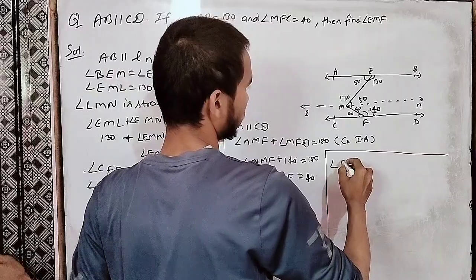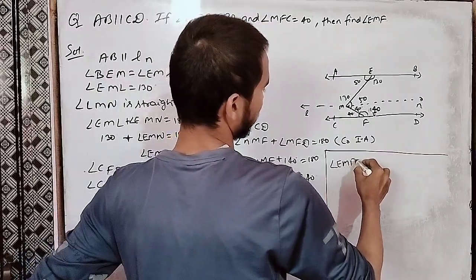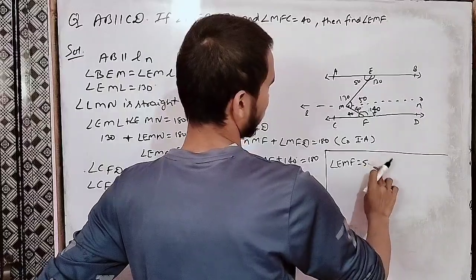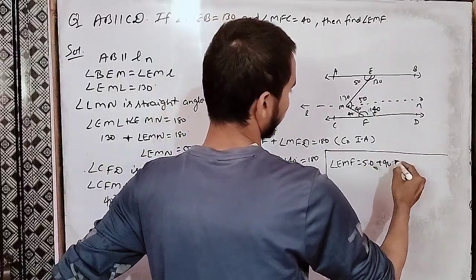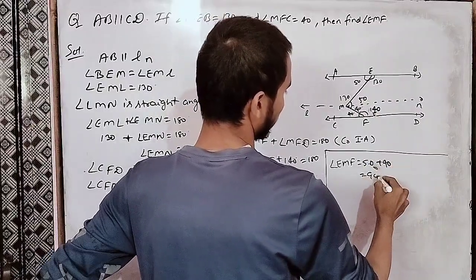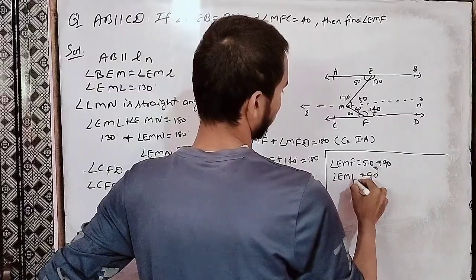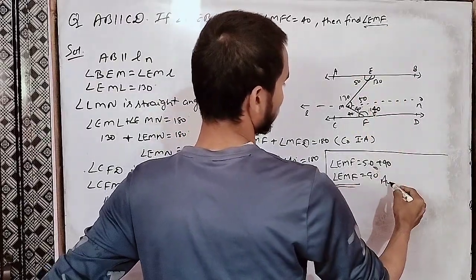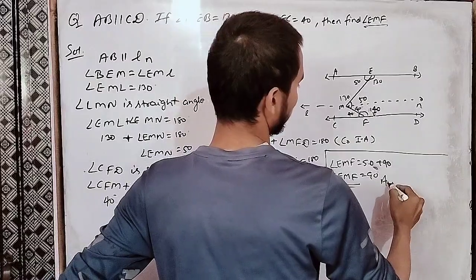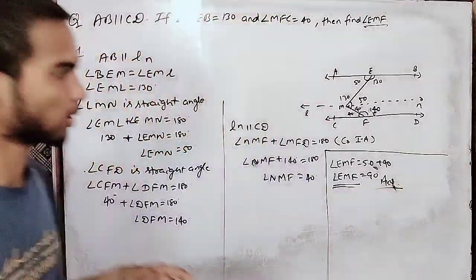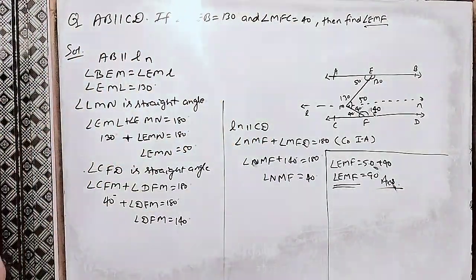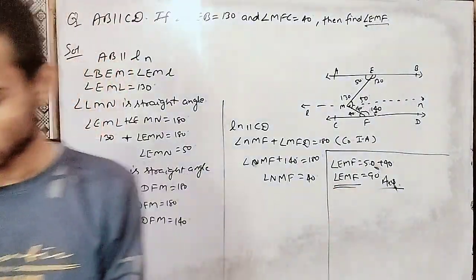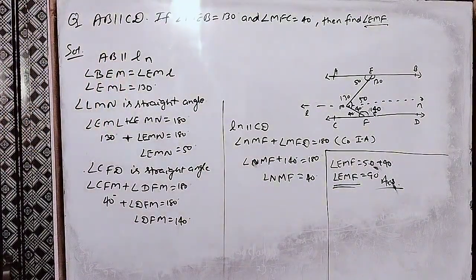So to find EMF, we have 50 and then 40. 50 and then 40 is 90 degrees. Angle EMF, which is this, is how much? 90 degrees, which is a right angle. Okay, 90 degrees. So angle AMF is how much? 90 degrees.